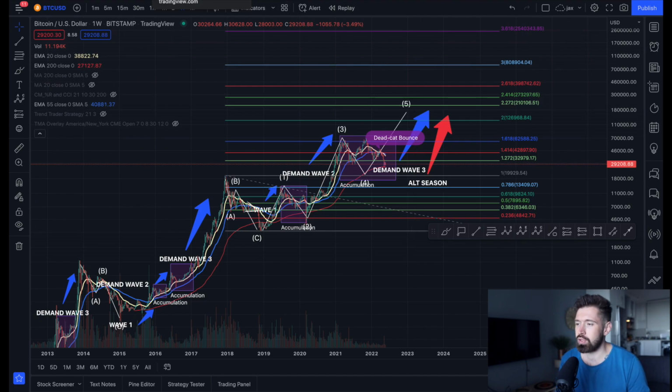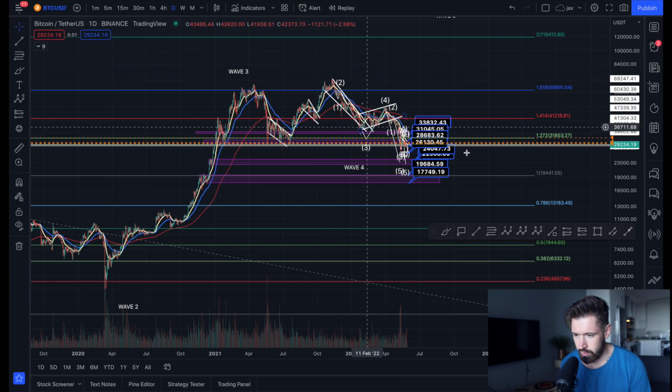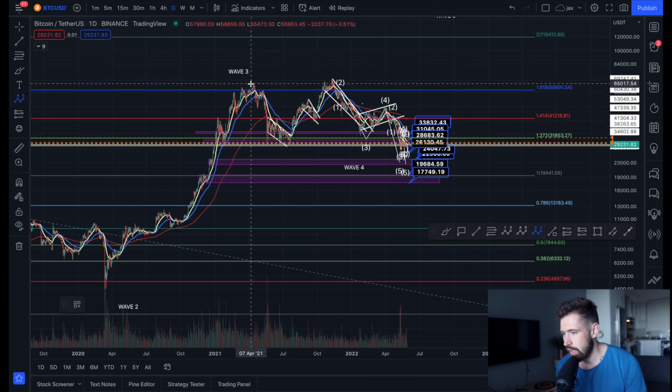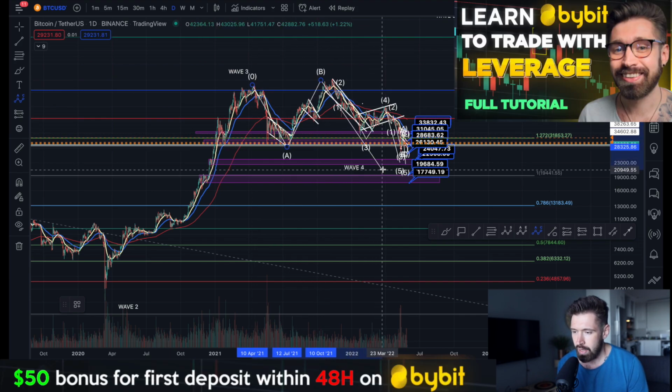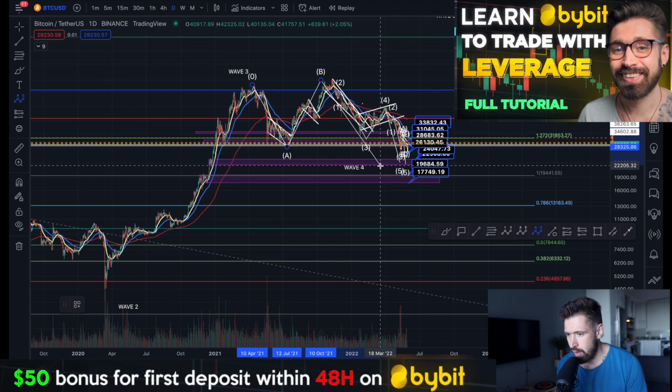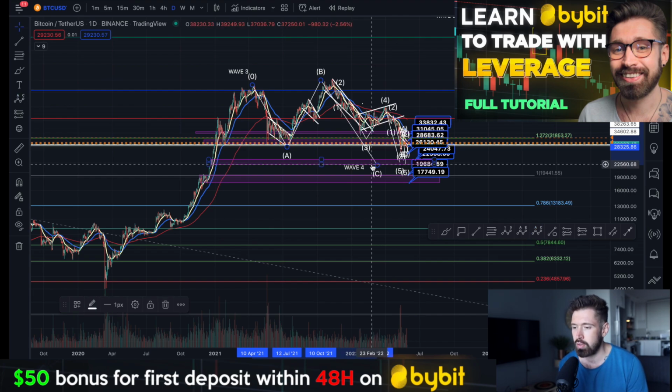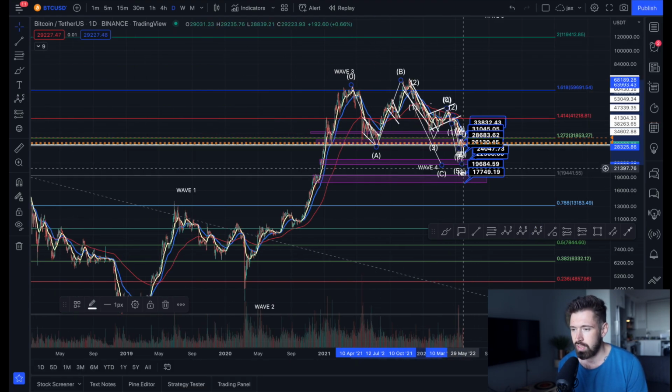So if we pop back over to this chart on the daily here, just try to ignore this clutter. We'll zoom in in a second here. It does look like we're just going through that expanded or a regular A, B, C correction, and we're trying to find that bottom, which could quite possibly be that 22K level. If not there, then 17 to 19,000.